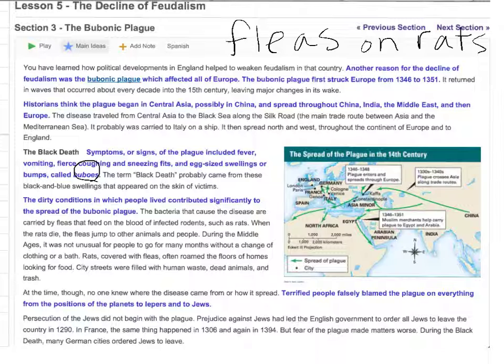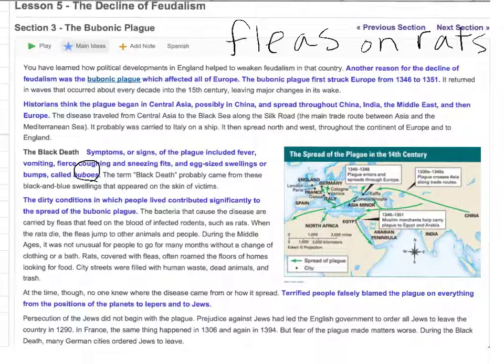So during the Middle Ages, it was not unusual for people to go a long time without bathing, without changing their clothes. And you can see rats were walking around in their homes and the floors, anywhere there was food. The city streets were filled with human waste and dead animals and trash. Just not a really pleasant time, and this is making it very, very pleasant for fleas. They are flourishing. There are tons of fleas and rats in the city at this time.